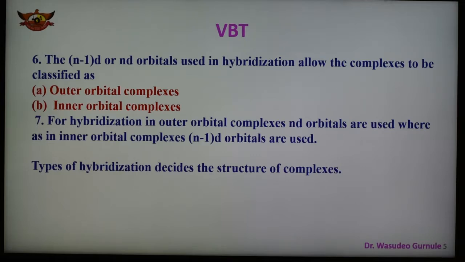And the last point is that for the hybridization, in outer orbital complexes nd orbitals are used, whereas in the case of inner orbital complexes, (n-1)d orbitals are used. And the types of hybridization decide the structure of the complex.